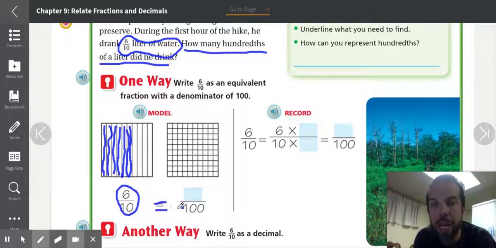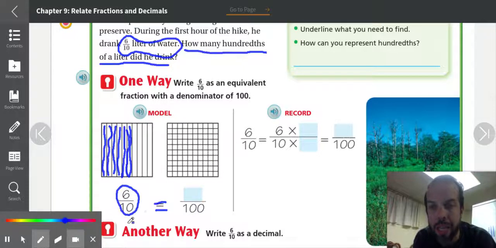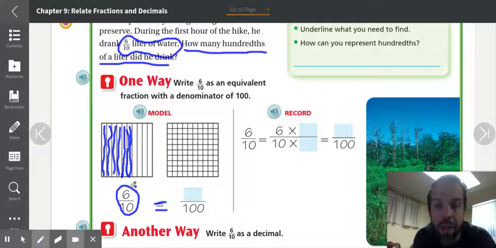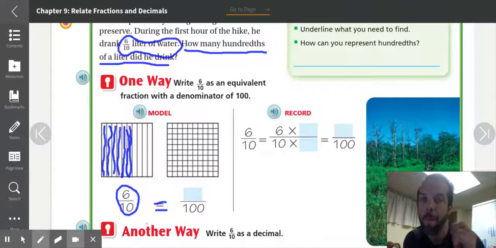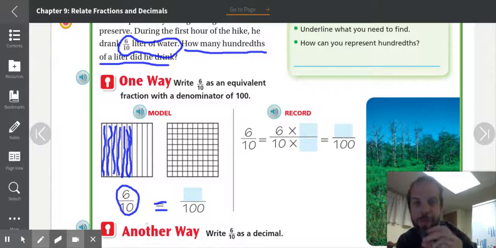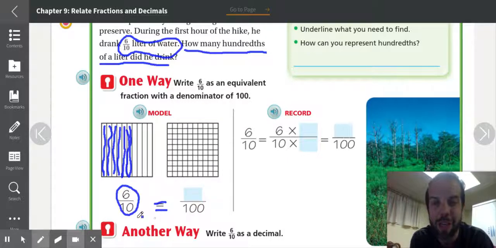We want to now make a fraction that's equivalent, but it's going to have a denominator of 100. So we still want this to look the same, guys. We're not doing anything different. So what I'm doing here is, if you guys remember how to make an equivalent fraction, it's not hard to find them if you multiply both the top and bottom by the same factor, equivalent.